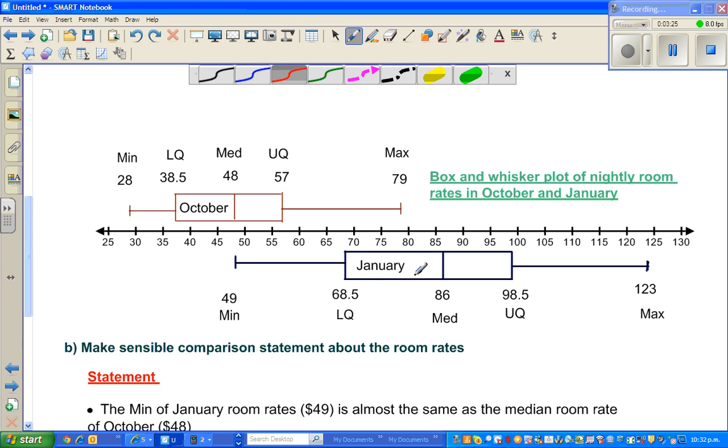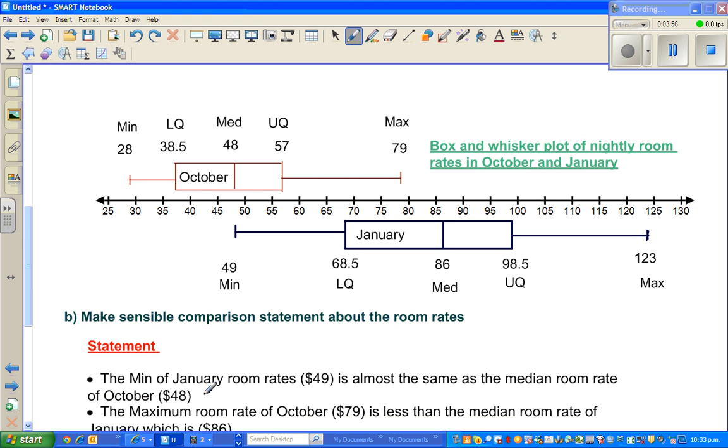Same in the case of January. You can say 50% of your data set will always be less than the median, and 50% would be more than the median. In the same way, you can say 25% of the data set would be more than the upper quartile, and 25% of the data set would be less than the lower quartile. So you can make many comparisons. I've made a few comparison statements which I would like to discuss with you.